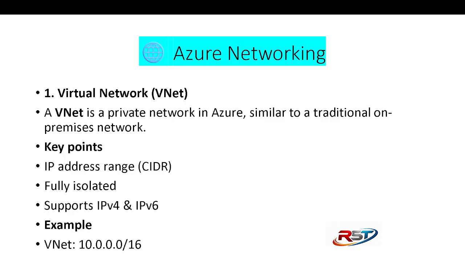Supports IP version 4 and IP version 6. So VNet supports IP version 4 as well as IP version 6. Presently we are using IP version 4, and in some scenarios companies are using IP version 6 also. Example VNet: 10.0.0.0/16. This is a private IP. So we give an IP address like this, and later we'll partition this into subnets.